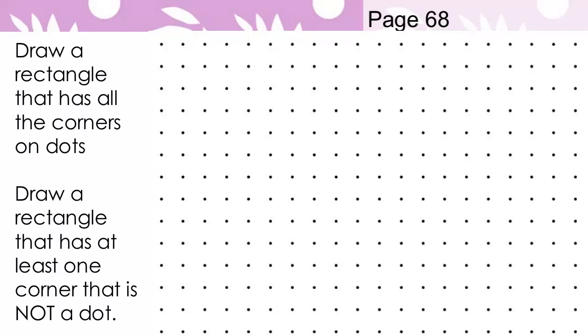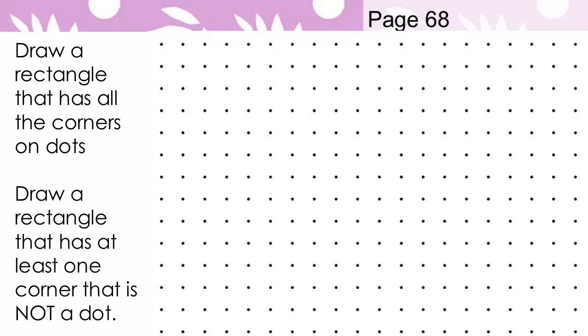It says at the top, draw a rectangle. I want you to draw a rectangle on that page that has all the corners on the dots. So use up half the page. Draw as big or small or however you want to draw. I need you to draw a rectangle that has all the corners on the dots. Quickly, quickly. Draw a rectangle. You know what a rectangle is.